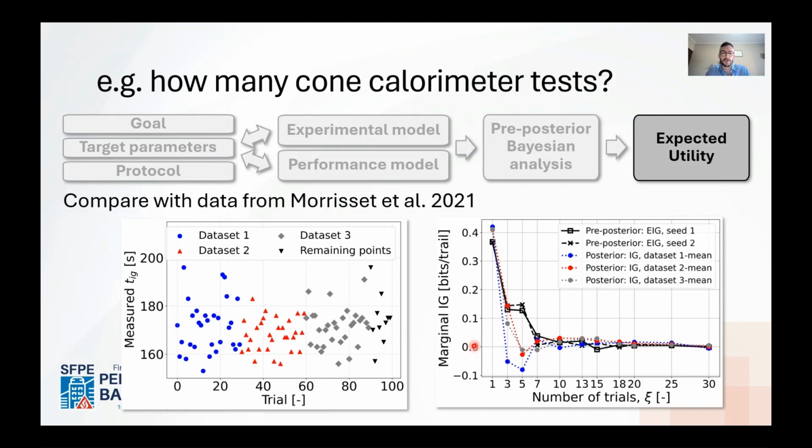And this is the result. Here you have the marginal information gain on the vertical axis, meaning how much the information gain will increase as the number of trials increases. And then I'm comparing the curves for pre-posterior analysis and for the posterior analysis. And you see that the trend matches very well and confirms that beyond 15 to 18 trials, we do not have any significant marginal information gain, confirming that our predicted optimal number of tests is within this range.